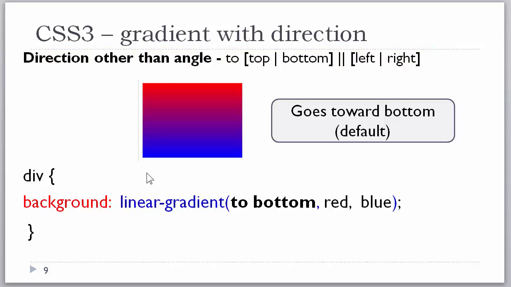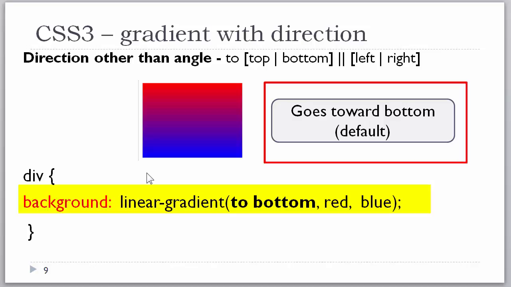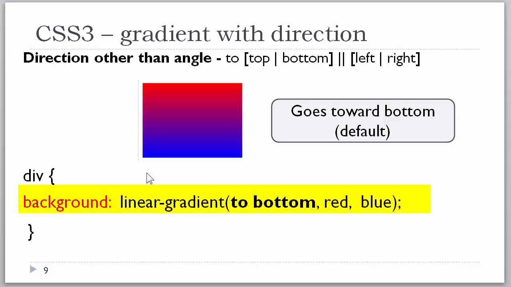So let's take a look at what we have here. This looks like the first one we started out with. And if you look at the syntax, the parameter is to bottom, comma, red, comma, blue. To bottom is the direction that we're giving it. It means the gradient is going toward the bottom, and that is the default. So to bottom is a direction that you can specify. However, it is the same thing as saying 180 degrees, and it is also the default.